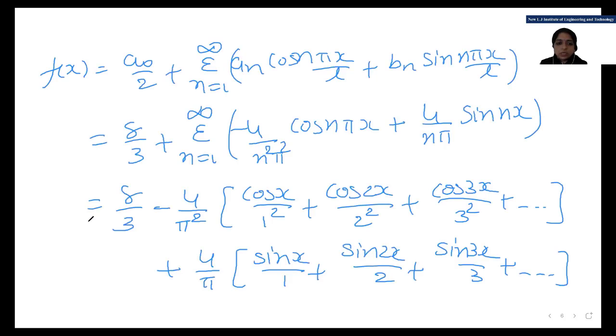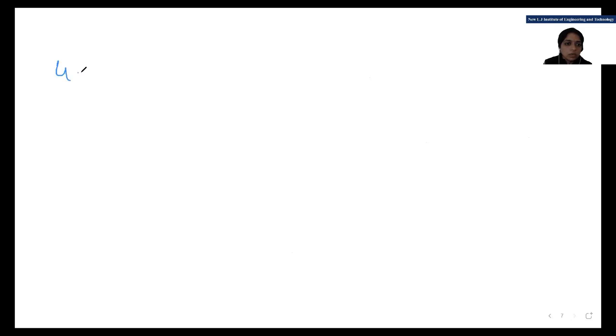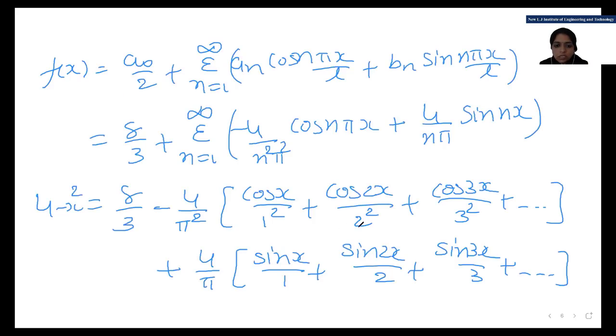If we substitute here x is equal to 0, our left hand side is 4 minus x square. So our left hand side is 4, here 8 by 3 minus, because see, for 0, all sine 0 will be 0. So here we have just 4 by pi. This cos 0 is 1. So 1 upon 1 square, 1 upon 2 square, like that.